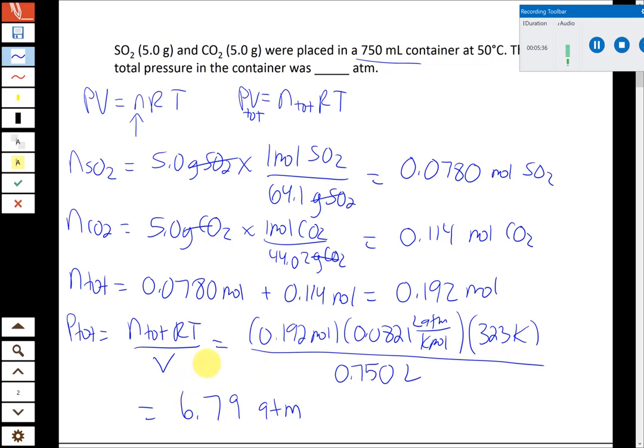I think this is a multiple choice question, so you would have just picked the answer that was closest to whatever that is. That's probably one too many significant figures, but that's fine. So that's how you would do this problem, where you're going to just use the total number of moles of gas to figure out the total pressure.